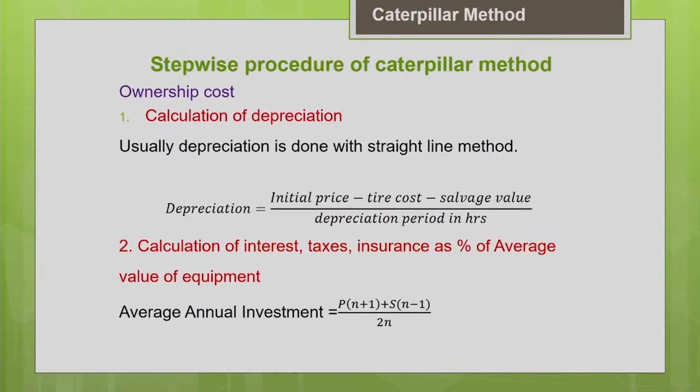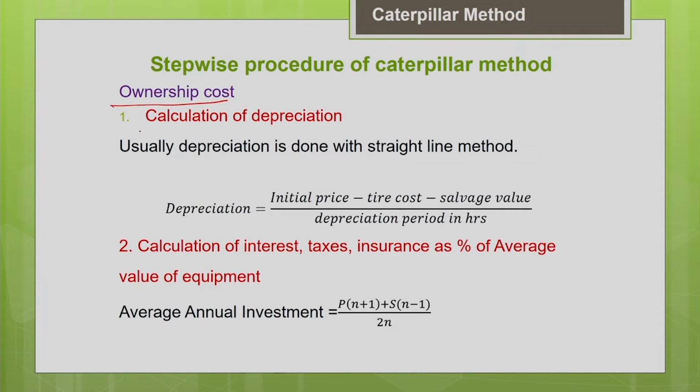So let us see now the stepwise procedure of the Caterpillar method. You can also find this procedure in the Caterpillar Performance Handbook, which is published by the Caterpillar Equipment Manufacturing Company. So it's a very popular method. As we know, the ownership cost and operating cost are the two main components. Let us start with the estimation of the ownership cost.